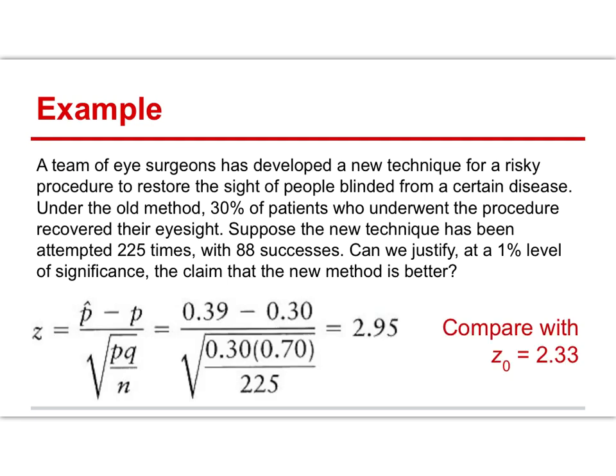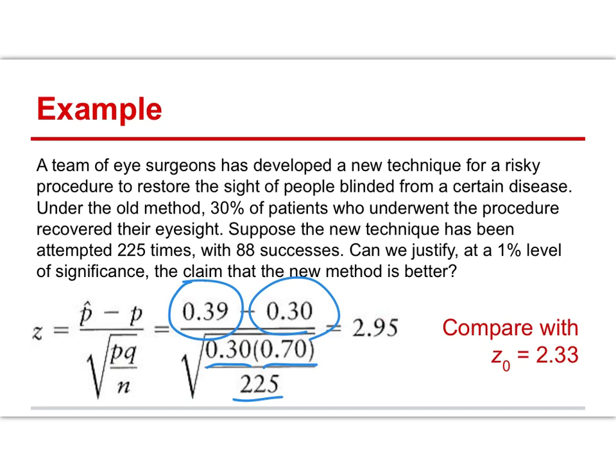Find the z-score. P hat of 0.39 minus p of 0.30, there's your numerator. Denominator is square root of pq over n. P is 0.3, q is 0.7, and there were 225 patients as part of this test. We get a z-score of 2.95.